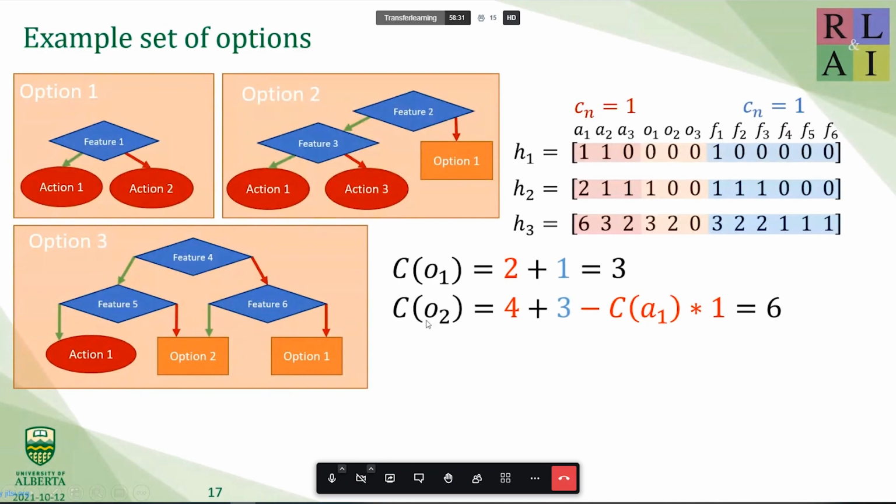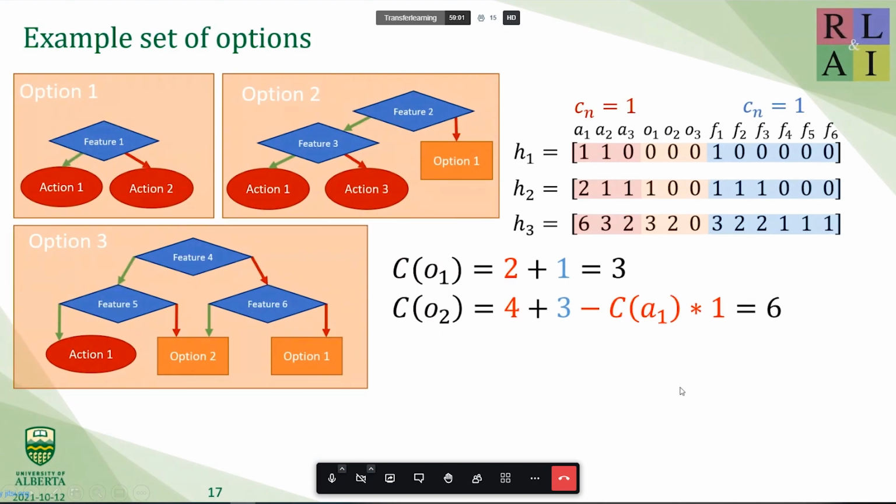For option 2, we do reuse some things. The thing that we reuse, if you look at it, is action 1, because we use feature 3 1 time, feature 2 1 time, feature 1 1 time, and so on, and we use action 1 2 times. So we don't have to relearn how to execute action 1, because we already know that. So the complexity would be 7 minus 1, which is 6.